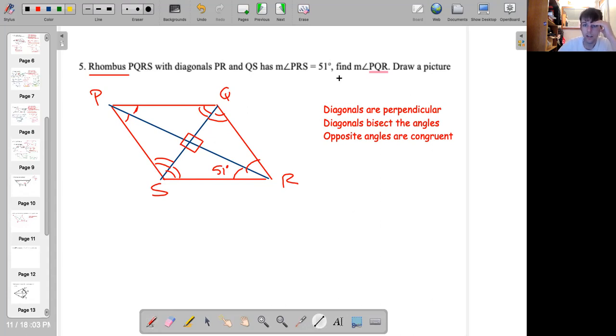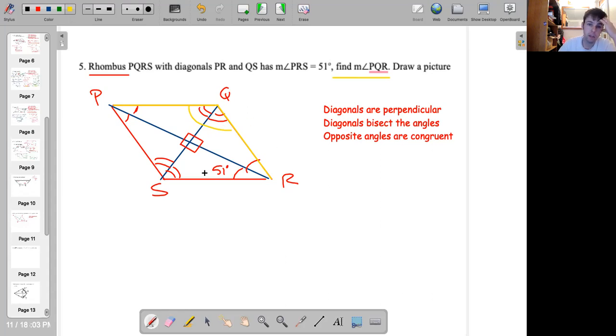So it says to find the measure of PQR. I went ahead and highlighted that angle. So we're looking for this entire angle right here, PQR. So we need to kind of do this in pieces and find both of these, or one of them, and kind of double it to find the whole thing.